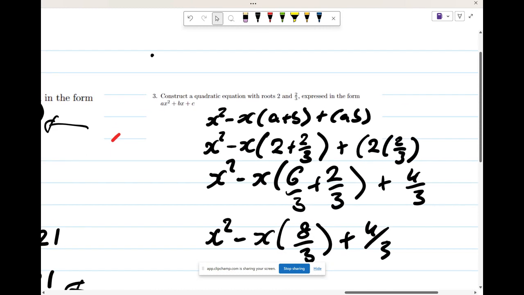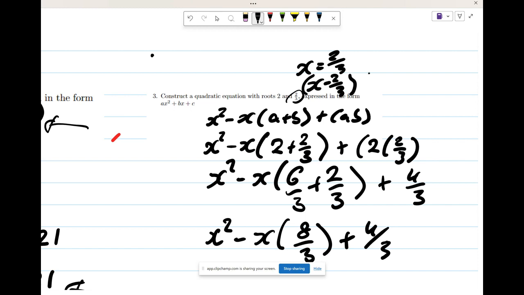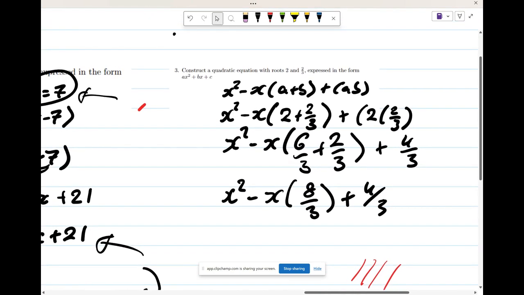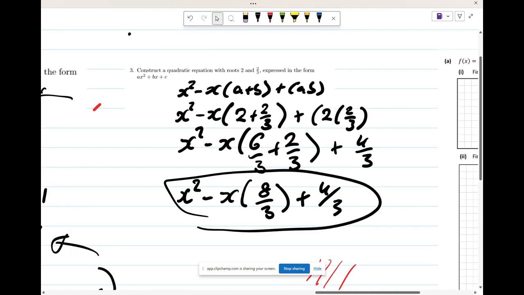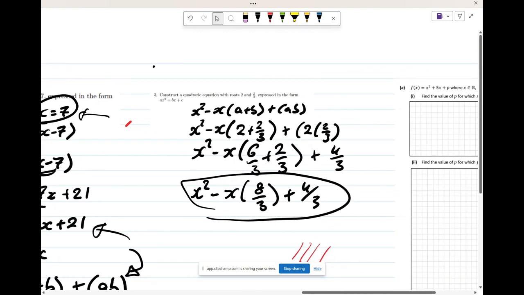And so the reason I did this was because you can see this could be kind of awkward when we do x is equal to 2 over 3 and then x minus 2 over 3 is a factor, and then multiply that by x minus 2. You have to multiply by fractions. I don't know, it's just a bit tricky. It might take a while. I'm just showing you other ways of doing it. So this is your final answer. So yeah, on to the next question.